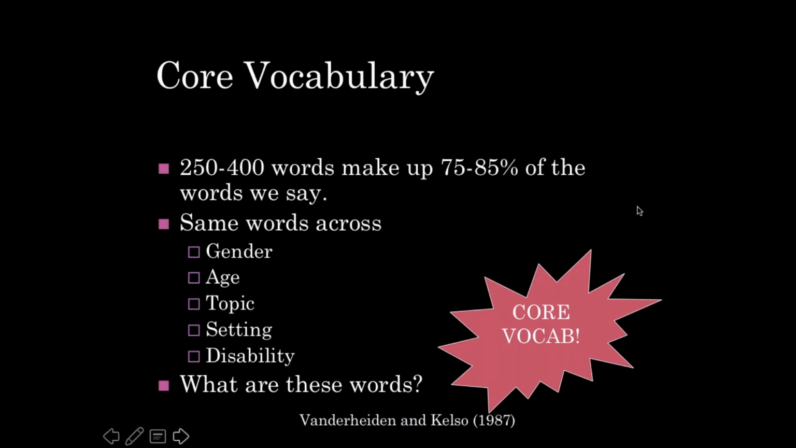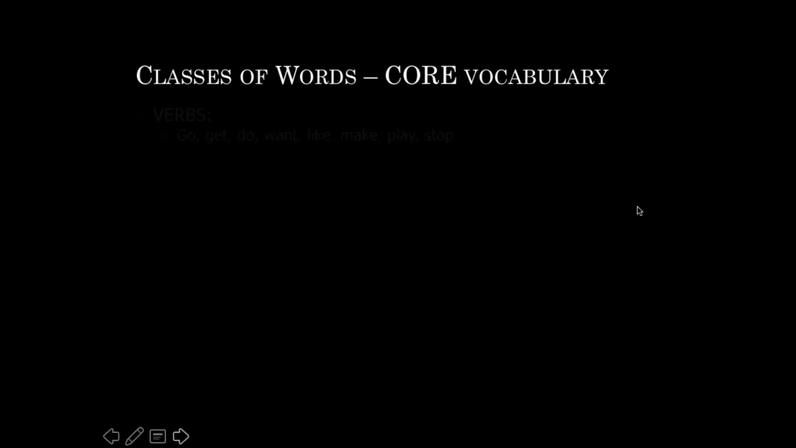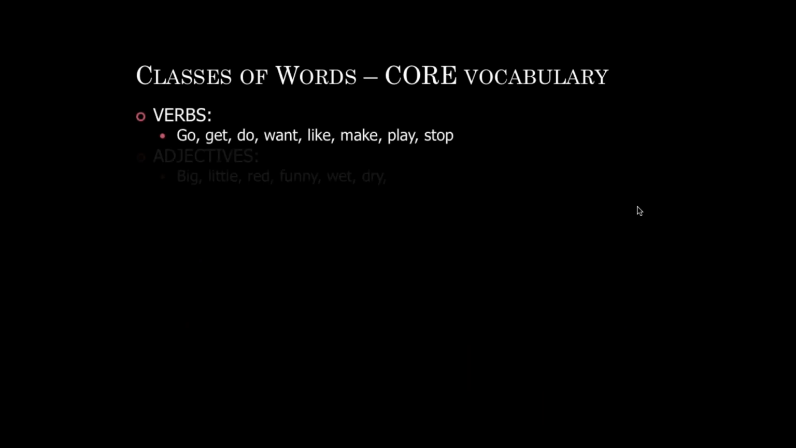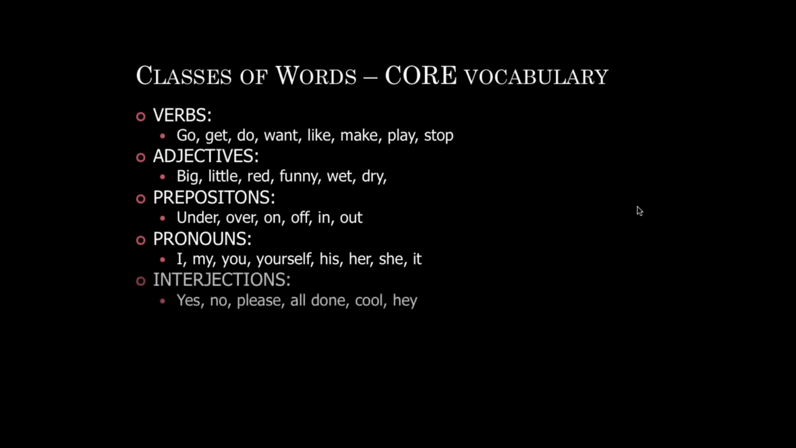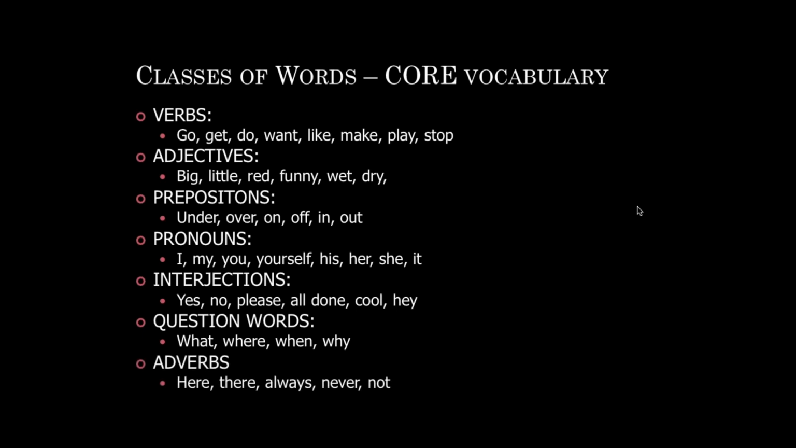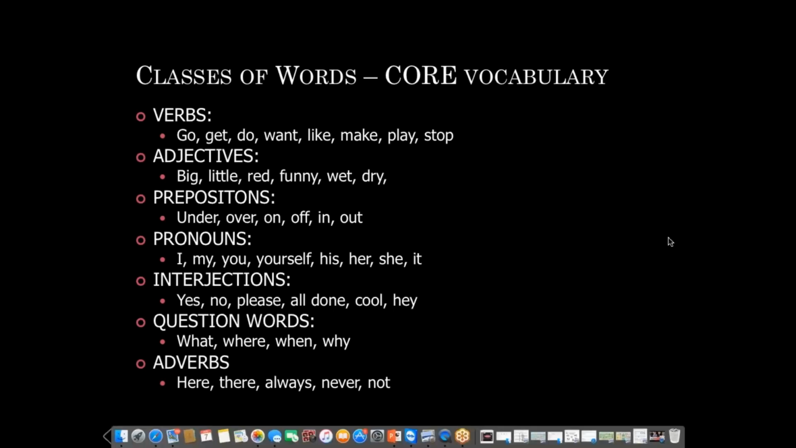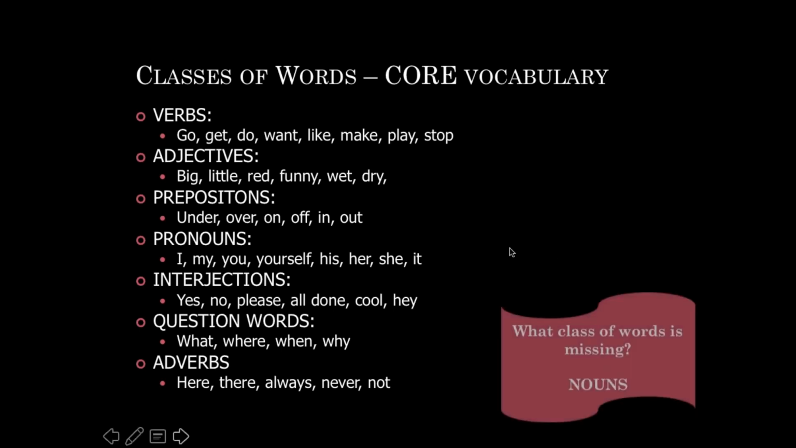So let's look at what these words are. We've got verbs like go and get, adjectives like big and little, prepositions like under and over, pronouns like I, my, and you, interjections like yes, no, and please, question words like what and where, adverbs like here and there. Okay, what class of words is actually missing here? It is nouns.